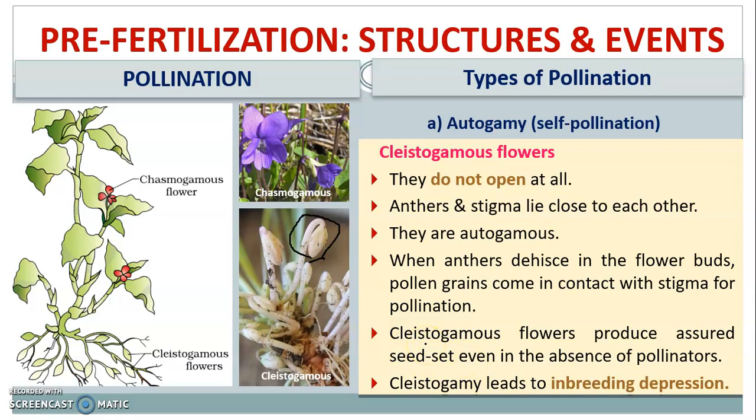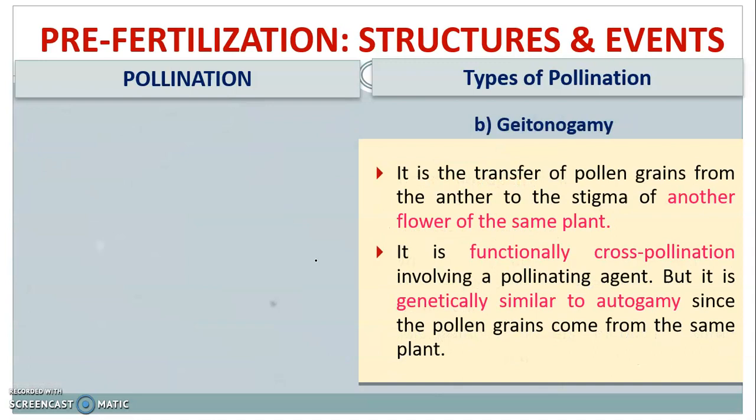The cleistogamous flower produces assured seed set even in the absence of pollinators, which means these flowers do not require any agent of pollination. They do not require any living or non-living agent because they are self-pollinators. Cleistogamous flowers finally lead to inbreeding depression. In class 11th, I think you have studied inbreeding depression, which means the quality of the breed decreases continuously. It is due to continuous self-pollination. Move to the next part.